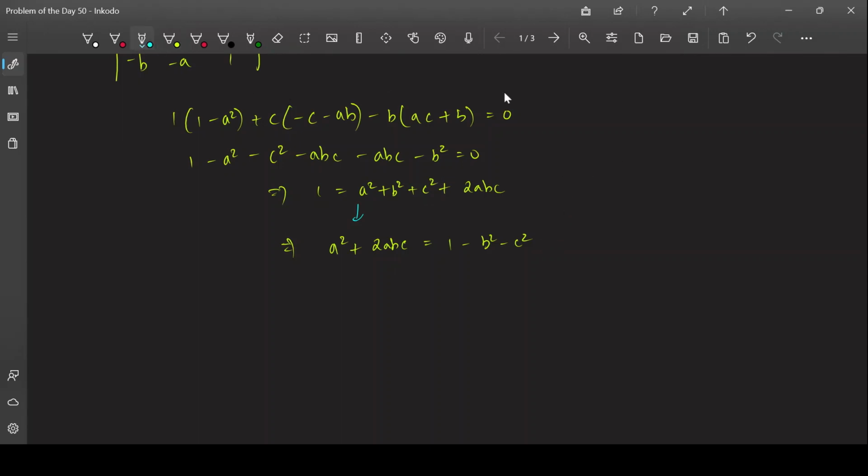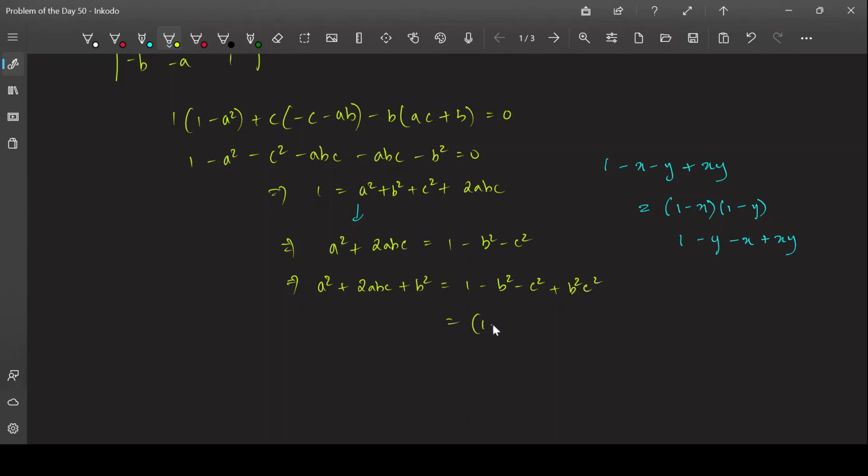We know a formula, that is 1 minus x minus y plus xy can be expressed as 1 minus x into 1 minus y, isn't it? You can even cross check. In the same fashion we have 1 minus b square minus c square. What if we add plus b square c square on both sides? In that case it would be a square plus 2abc plus b square is equal to 1 minus b square minus c square plus b square c square. So this would be 1 minus b square into 1 minus c square.